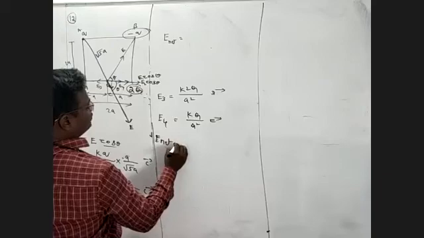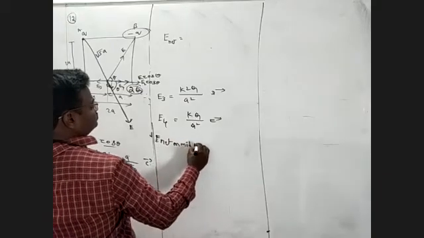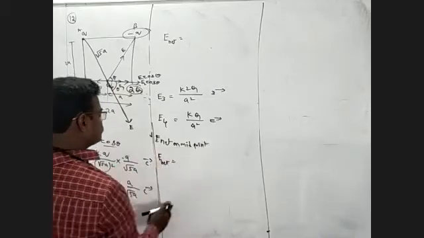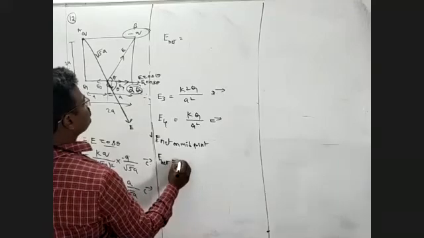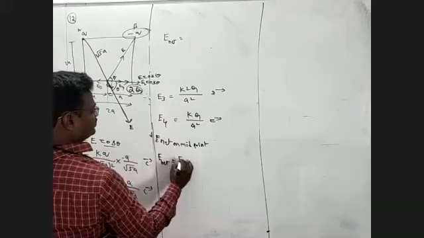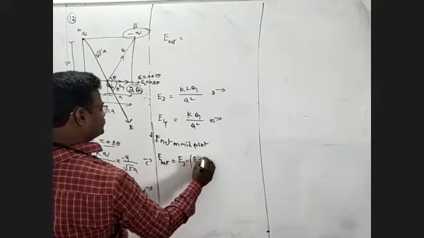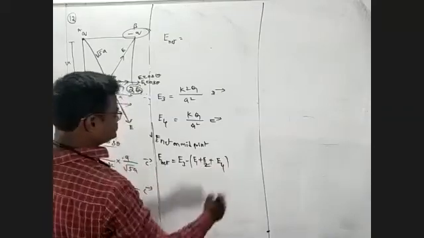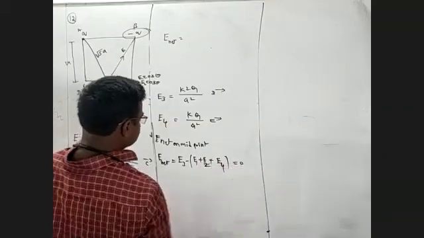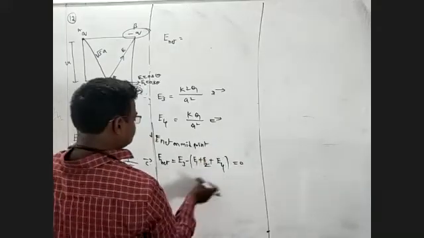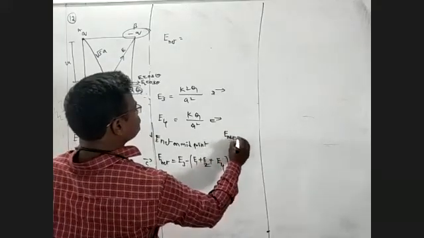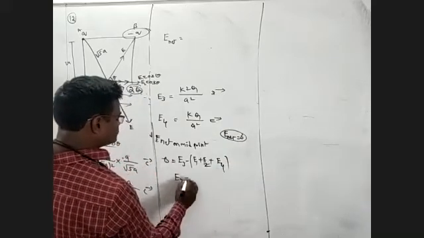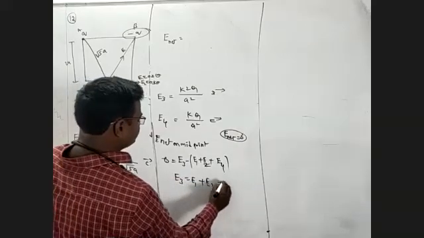E net on midpoint, the mid charge. So E net is equal to E3 minus E1, E2, E4. This is equal to 0. E net is equal to 0. Now this becomes 0. So now E3 is equal to E1 plus E2 plus E4.